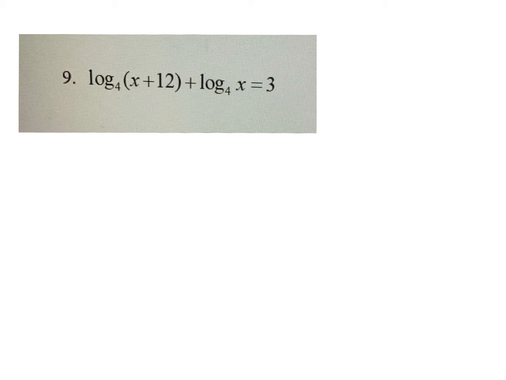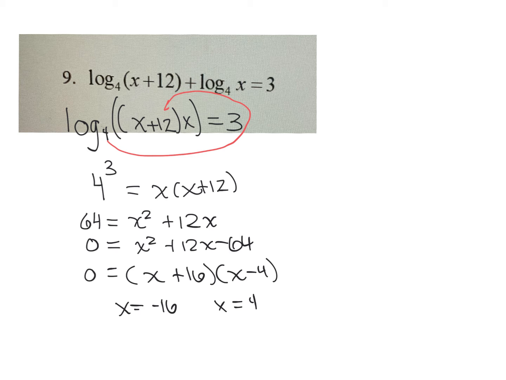Okay, so I'm going to let you pause the video, and I'm going to let you try this one, and then we can do it together and check. Okay, so I condensed the two logs and made it log base 4 of x plus 12 times x. Then I swooshed and made the log become an exponential form. So 4 to the third is 64, and then I multiplied in the x to make x squared plus 12.